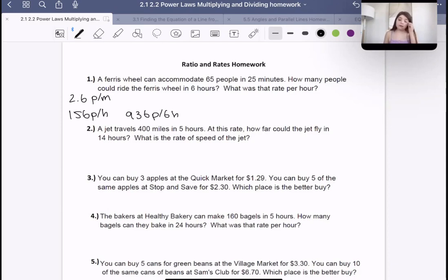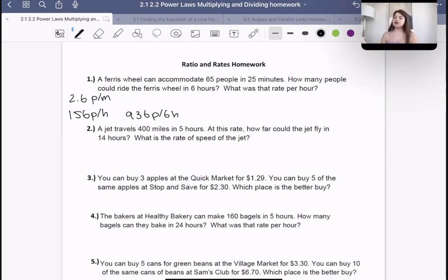Okay, so what did we just do? I'm going to go over it again. What we first did is we said, here's 65 people for 25 minutes. We took 65, divided by 25 to get that it's 2.6 people per 1 minute. Then I multiplied by 60 to get how many people in an hour. If it's 2.6 per 1 minute and we want to get to 1 hour, what must we do to go from a minute to an hour? We must multiply by 60 because there's 60 minutes in 1 hour. So we get 156 people in 1 hour.